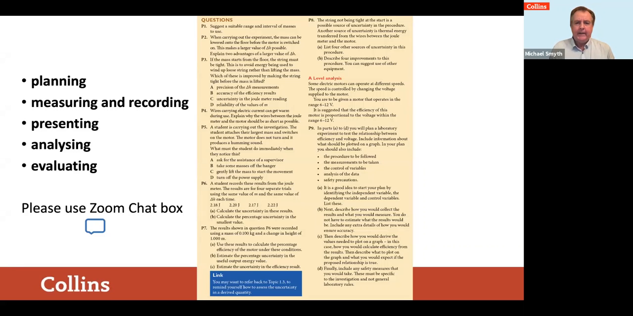What skill area do you think that is? I've got someone saying P2 could be planning, P4 could be evaluating. Yeah, P4 is evaluating, yes, and planning as well, because you would expect the students, when they're writing a plan, to justify what they're doing so the results are as accurate as possible. So one way of doing that is not to use excessively long wires. Someone else has put P3 analysing. Mm-hmm. Yep.